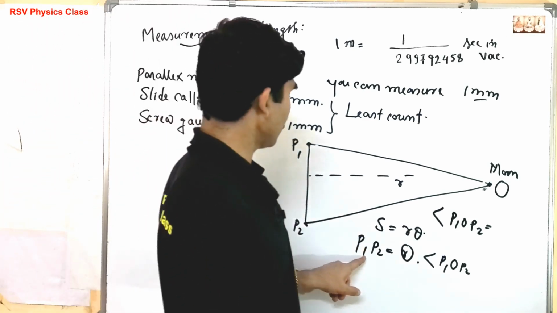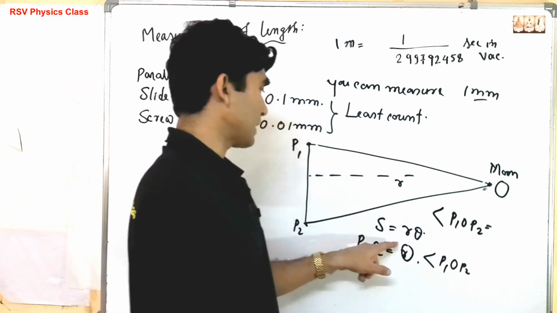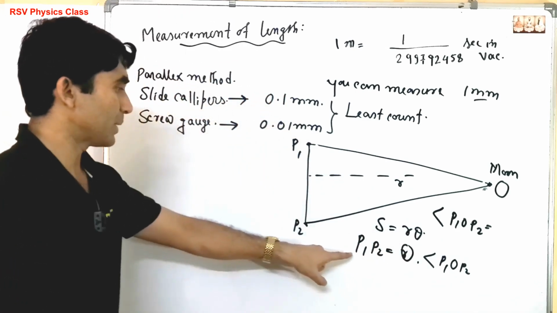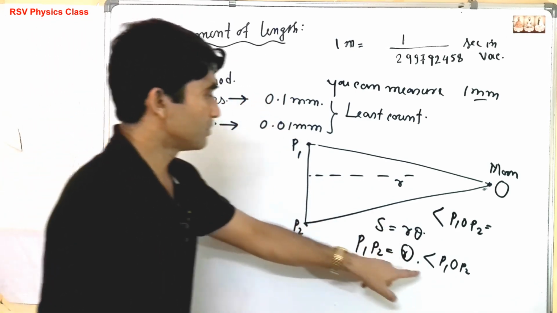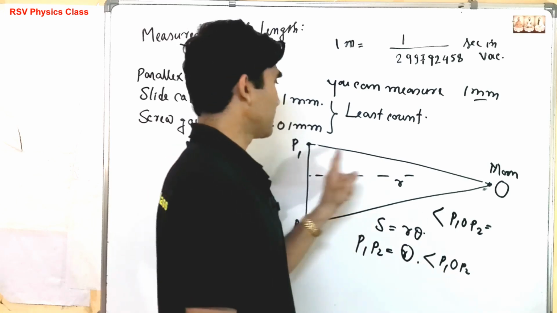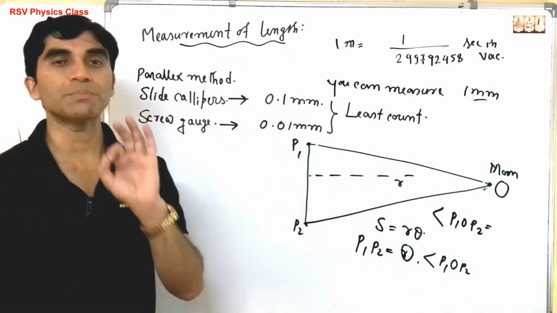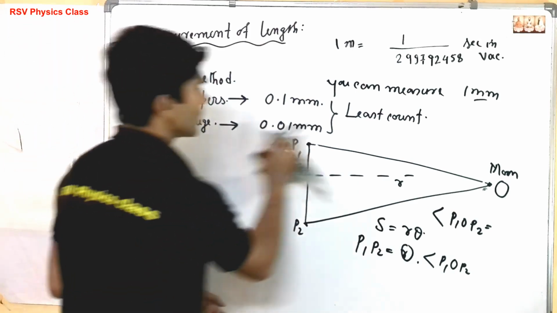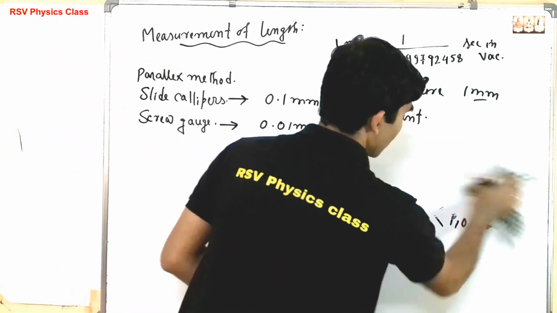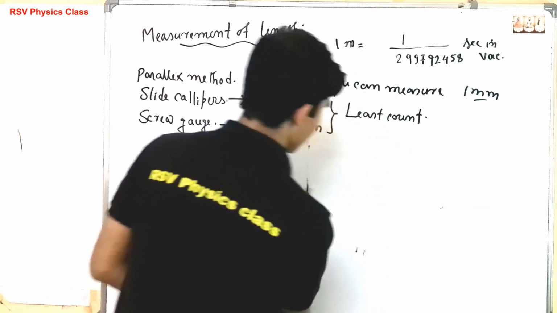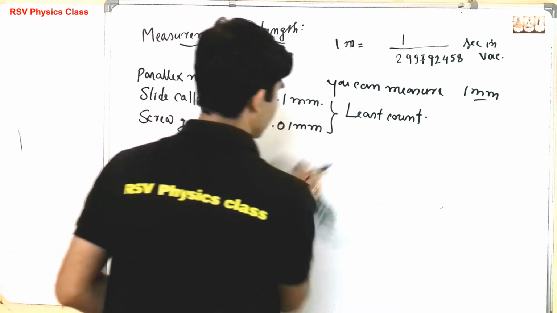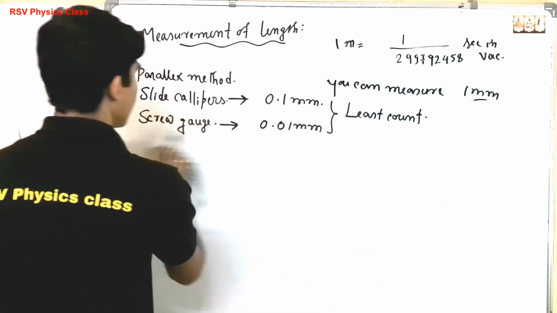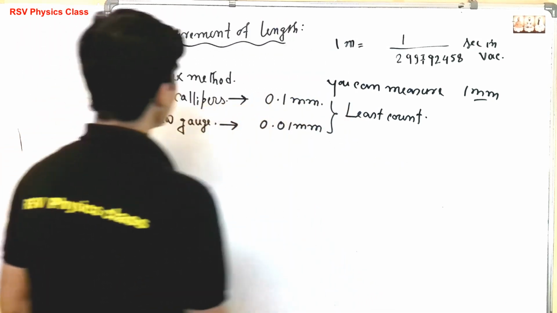Then applying S equal to R theta, P1 P2 equal to R theta, where theta is your P1 O P2. So just using the parallax method you can measure the distance of the planet, how far it is situated from our Earth. Okay, that is the interplanetary distance.